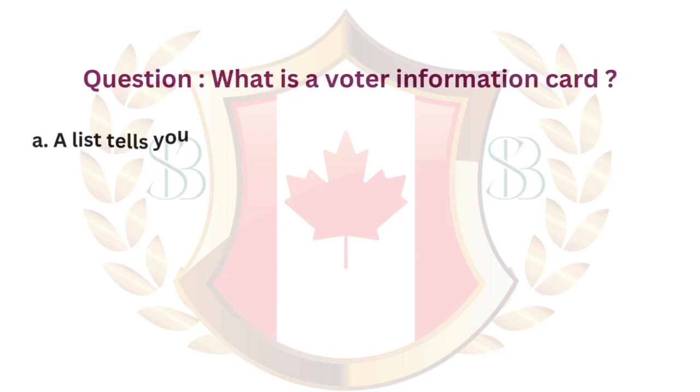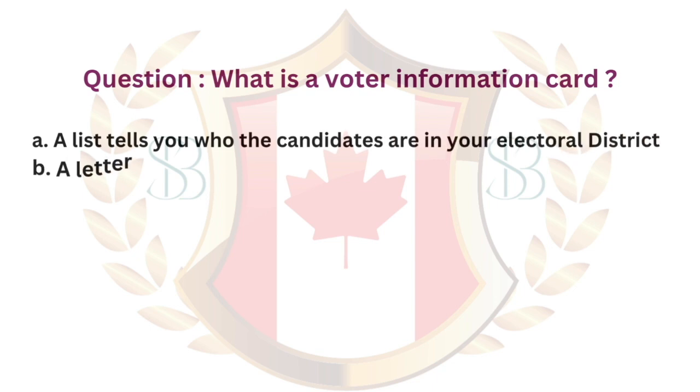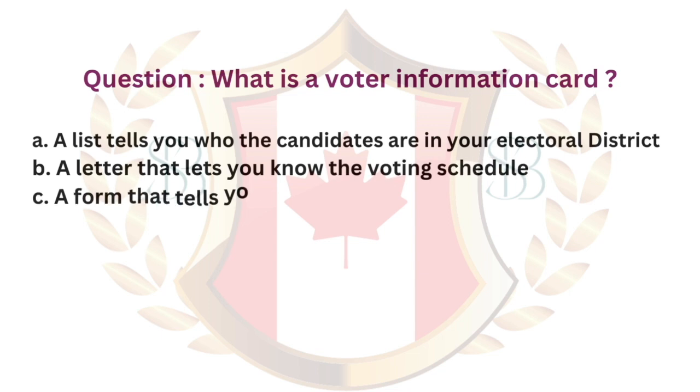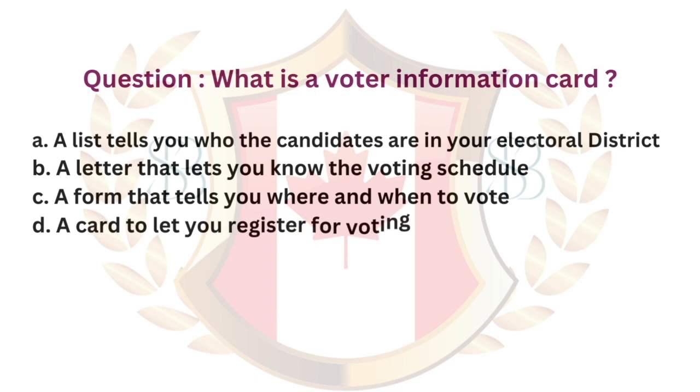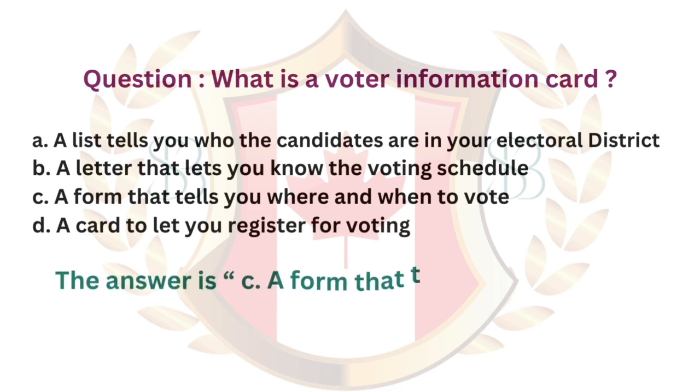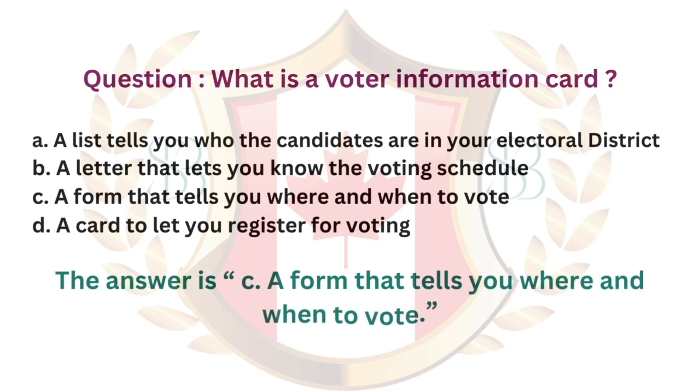Question. What is a voter information card? A. A list that tells you who the candidates are in your electoral district. B. A letter that lets you know the voting schedule. C. A form that tells you where and when to vote. D. A card to let you register for voting. The answer is C. A form that tells you where and when to vote.